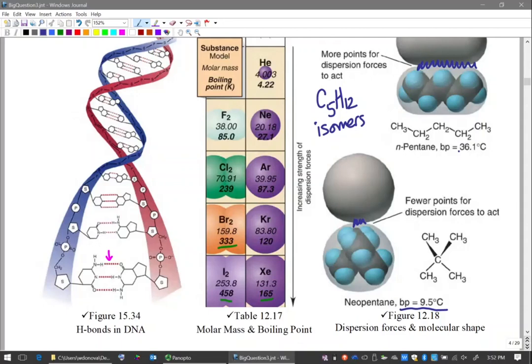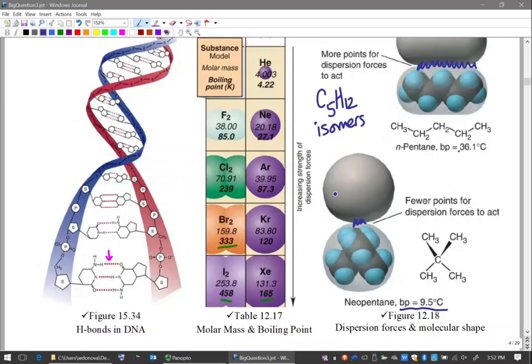They have the same molar mass, right? They're both C5H12. They have the same molar mass. They have the same number of electrons. They're both nonpolar, but there's something different about those intermolecular forces, and it's the shape. The shape of the molecule means the same kinds of forces have fewer places to act in the neopentane. So shape's important. Shape is an important aspect of the molecules as well.